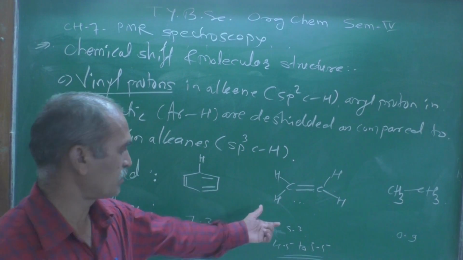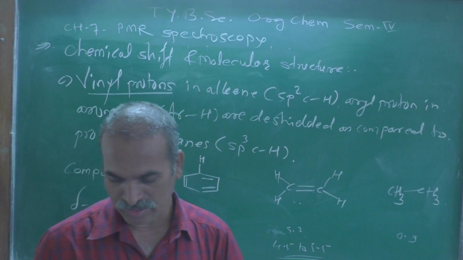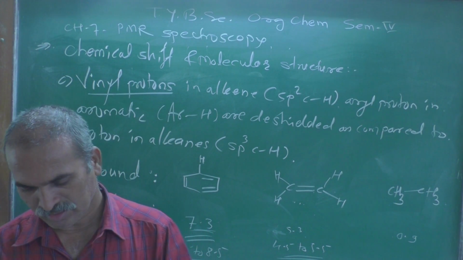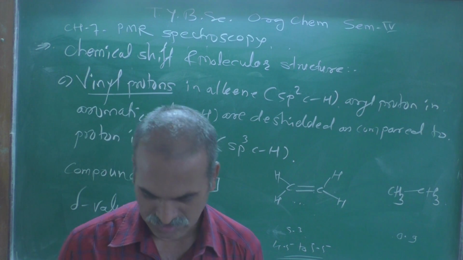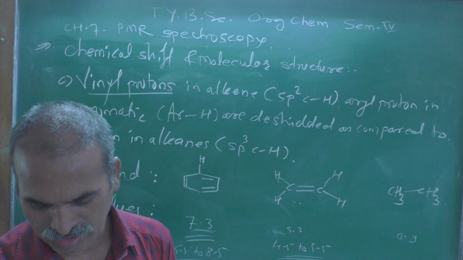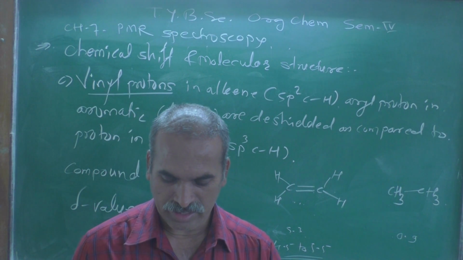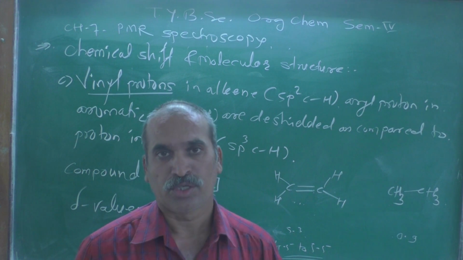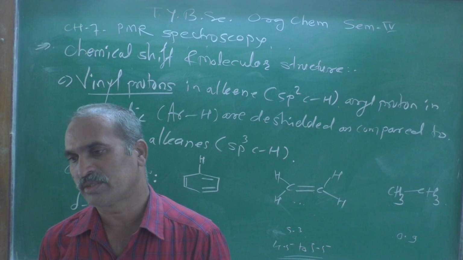Now why are these showing as deshielding as compared to that one? With the help of some examples, we are going to discuss this here. We have already seen the induced magnetic field. Induced magnetic field means what?